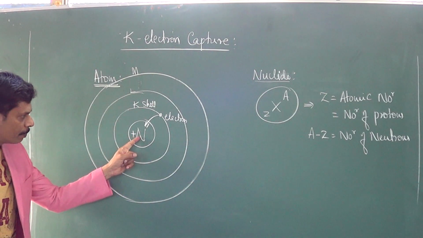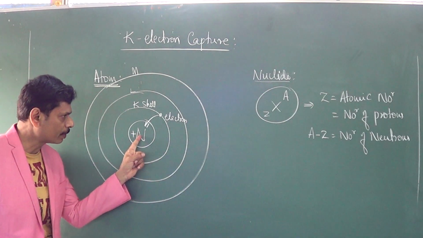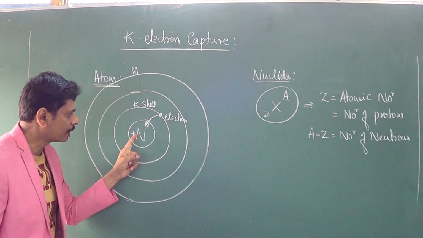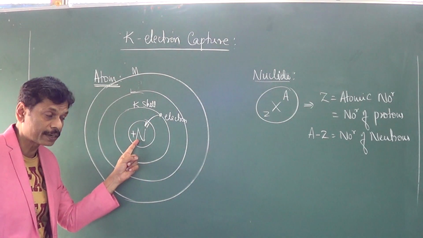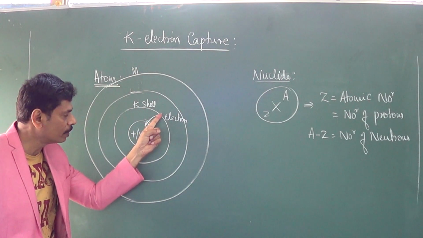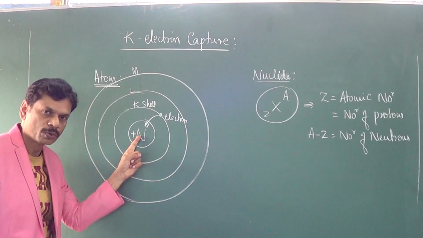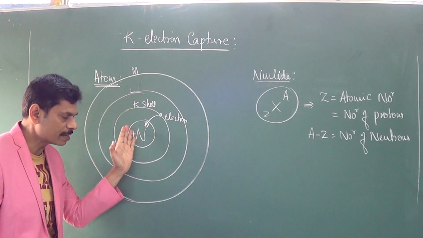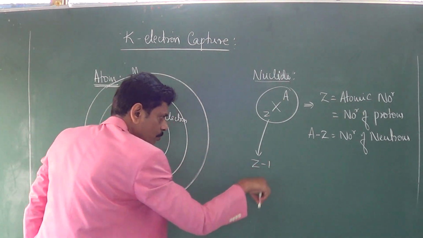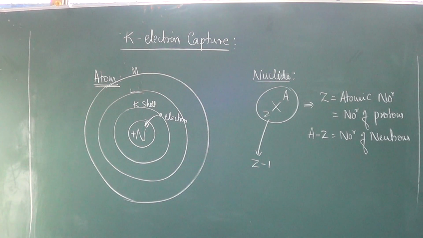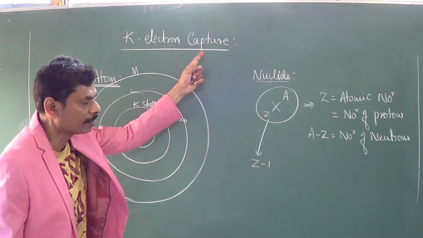And hence the number of protons is reduced by 1. If the number of protons was Z, then after the K electron falls inside the nucleus, the number of protons is no longer Z; it is reduced to Z minus 1. This phenomenon is called K electron capture.